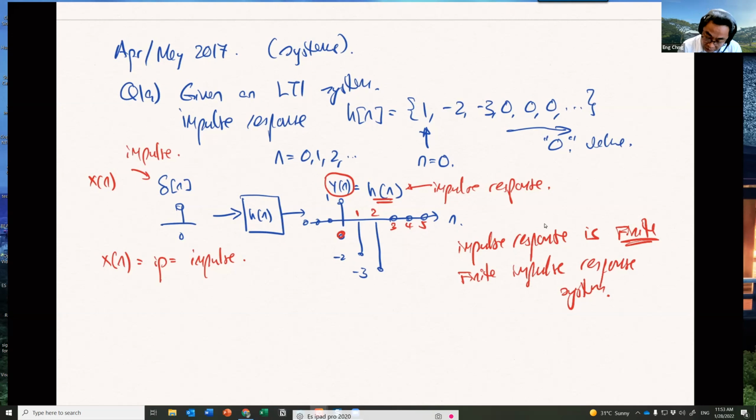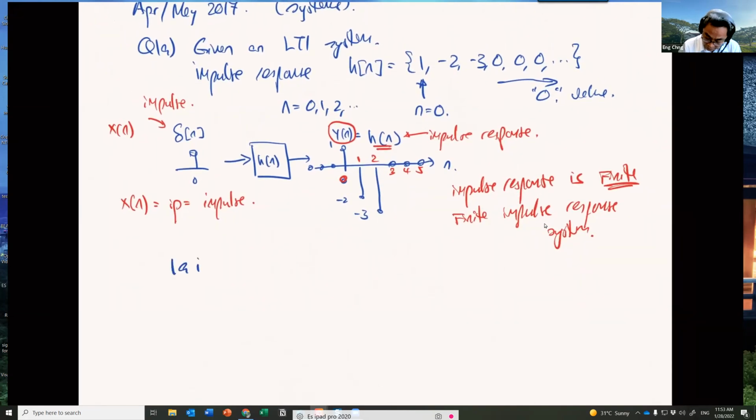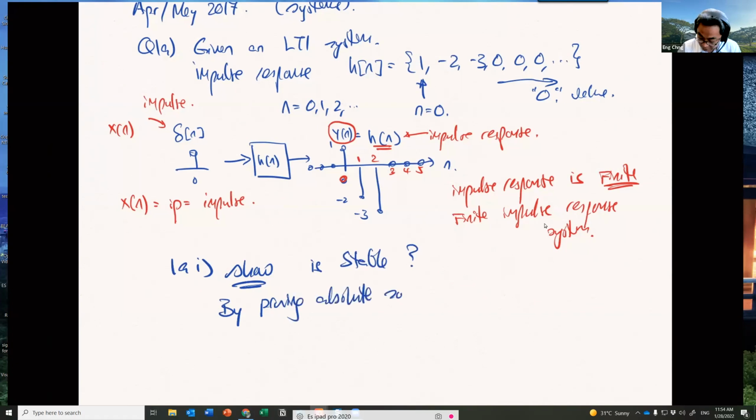All right, the question is, so this is the beginning part of the question. And then the question in 1a(i) is: show that the above system is stable. The hint is by proving the absolute summability. Actually, I shouldn't be giving you this hint.